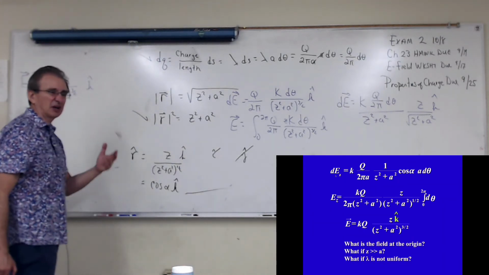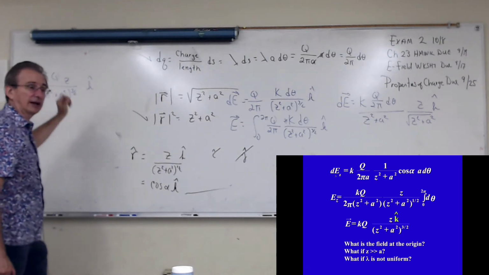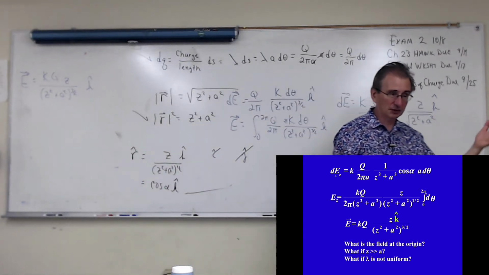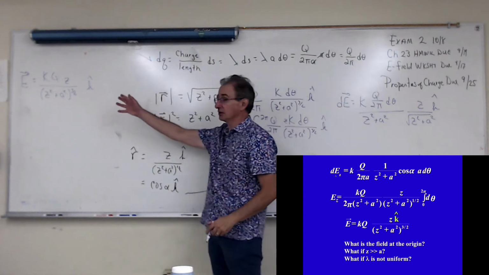Just to see if this equation is correct, if you let z go to 0, what do you get? Well, you get 0, which is what we talked about the other day. Finding the field at the center of the circle is 0. This equation agrees with that.